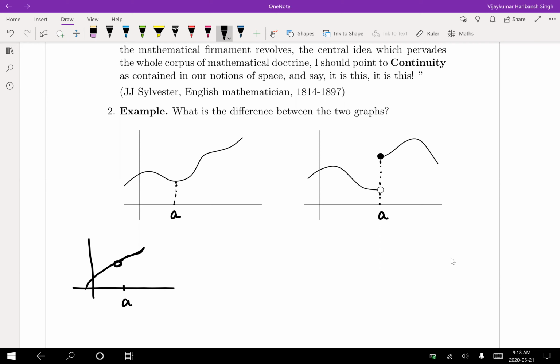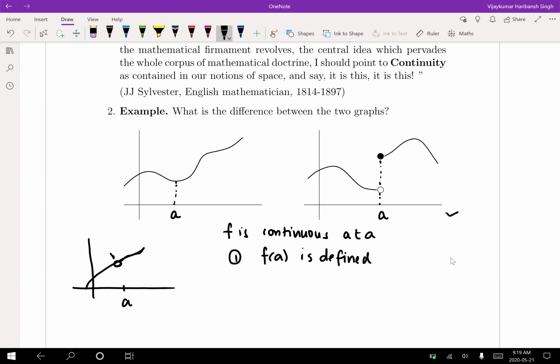So for a function to be continuous, your function value should have been defined at this point, right? So the first thing you need for continuity is that f of A is defined, right? So f is continuous at A if f of A is defined. Now let's look at the second case. The second case is this one here.